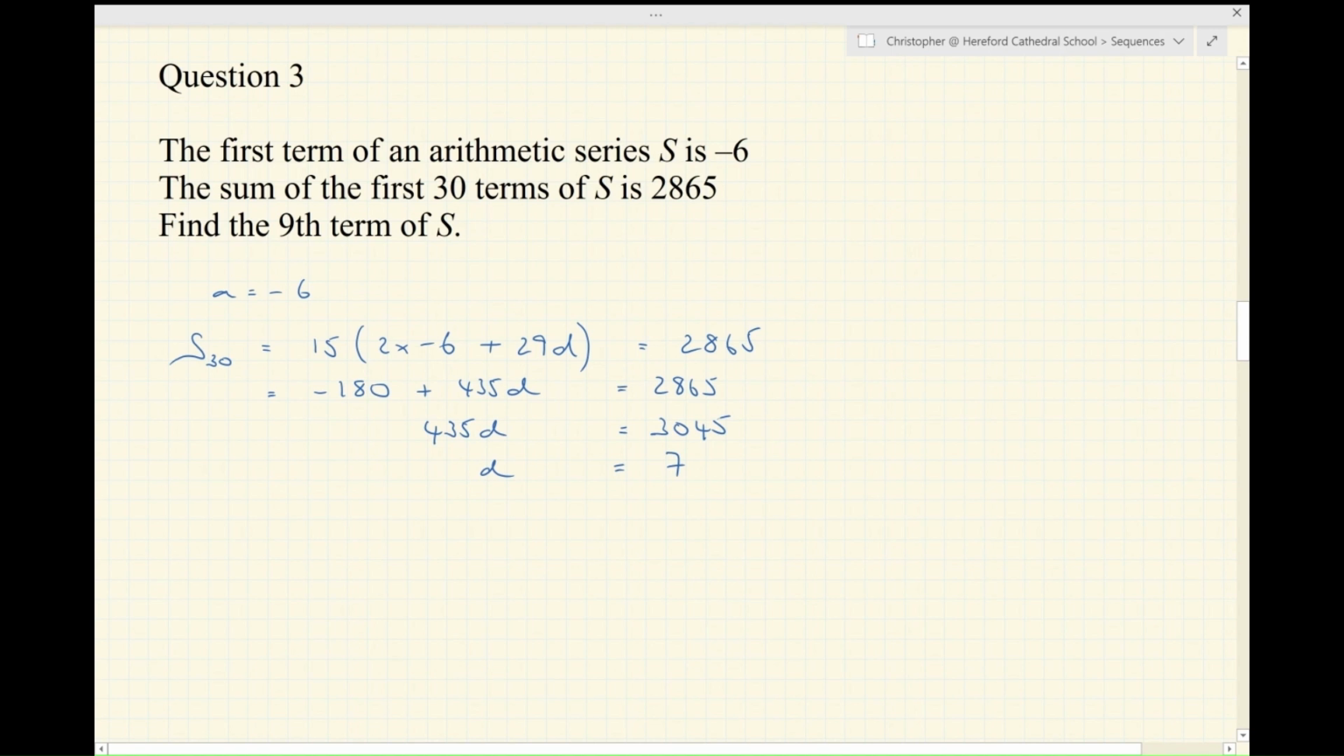So now I know the first term is minus 6, and I know the constant difference is 7. I'm asked to find the 9th term. So that will be the first term plus 8 of the differences. And so the 9th term will be 50.